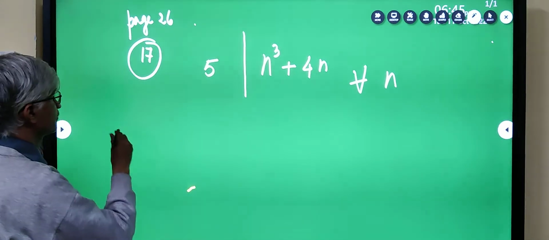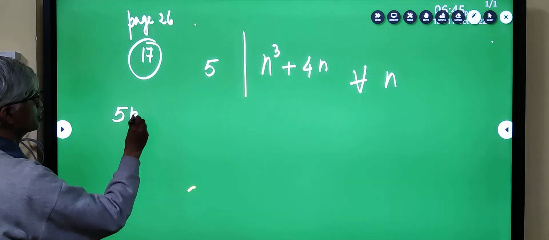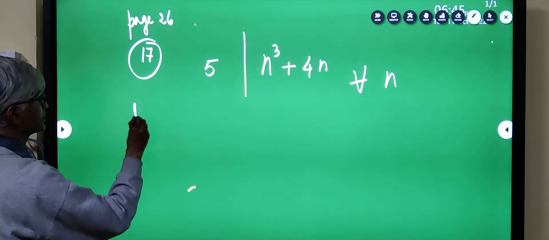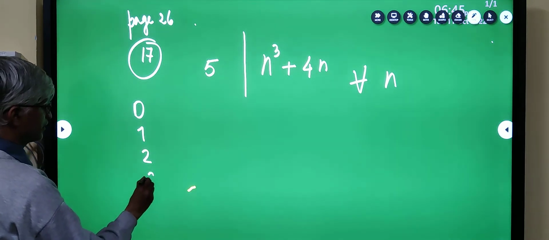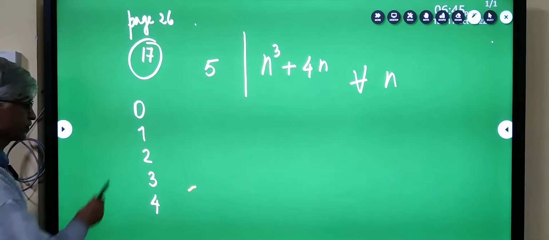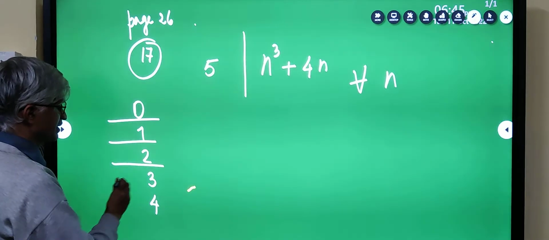When you divide by 5, the only possibilities are that it leaves a remainder of 0 when you divide by 5, 1 when you divide by 5, 2 when you divide by 5, 3 when you divide by 5, 4 when you divide by 5. So these are the 5 possible remainders, and we will consider each case here.